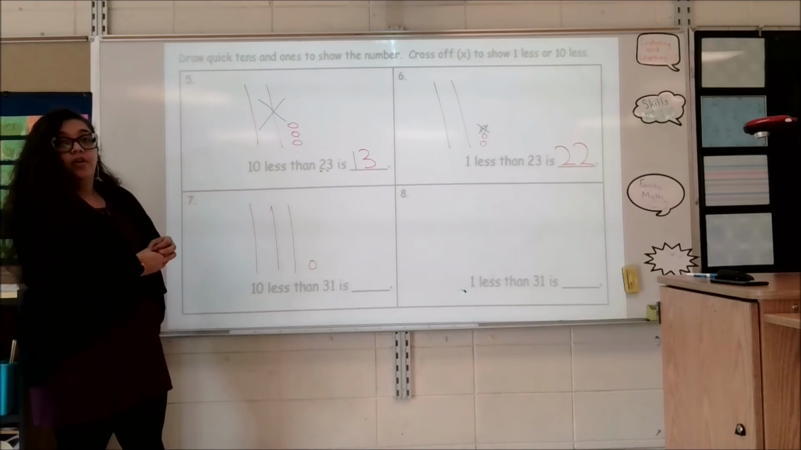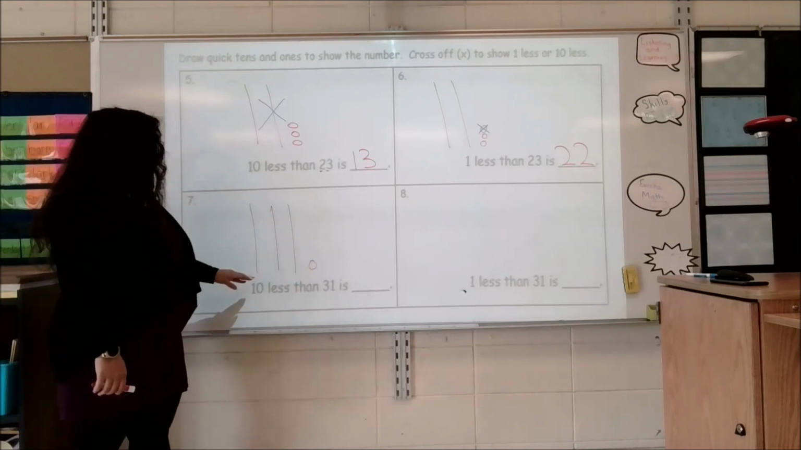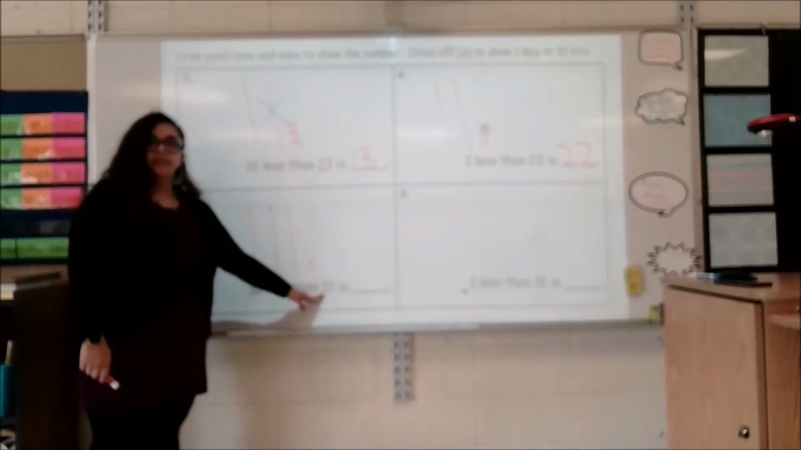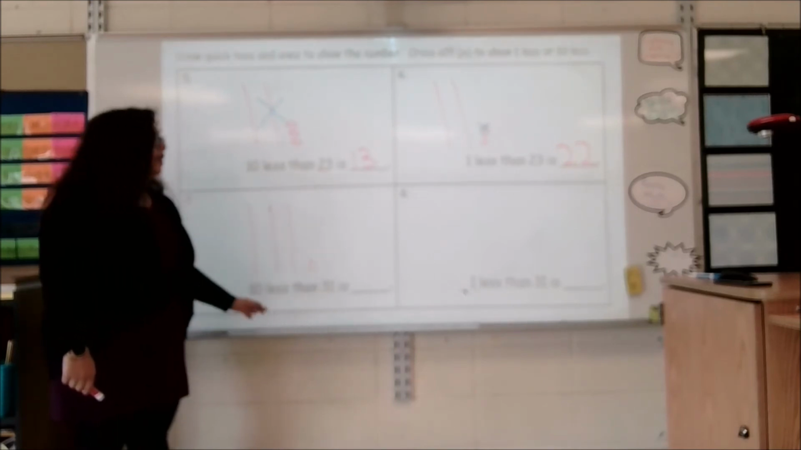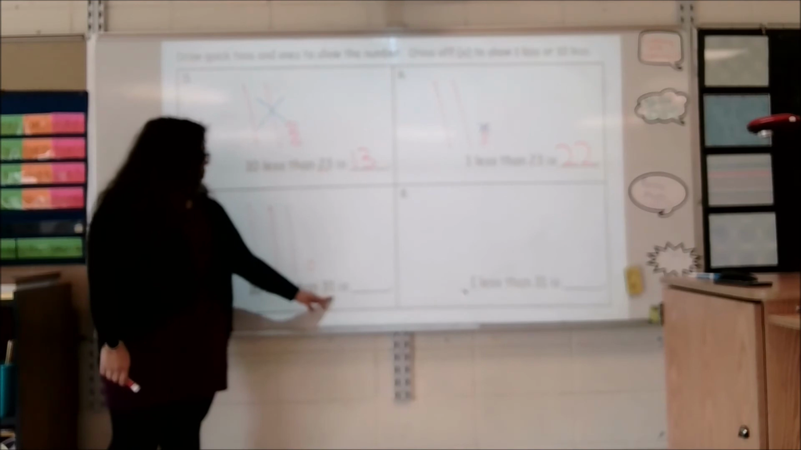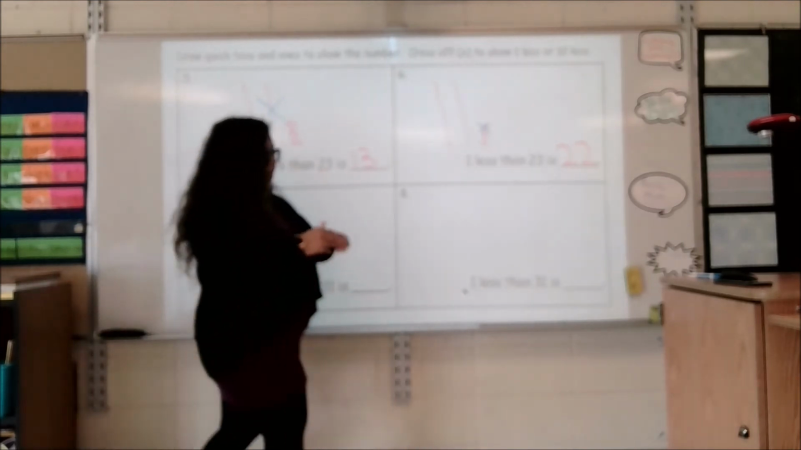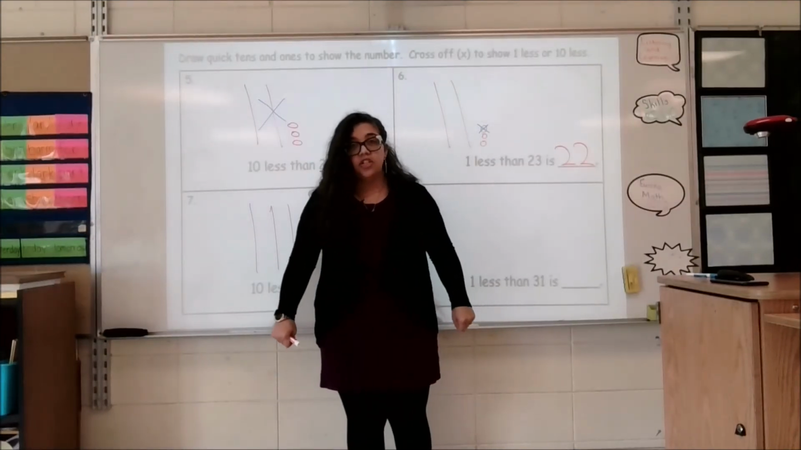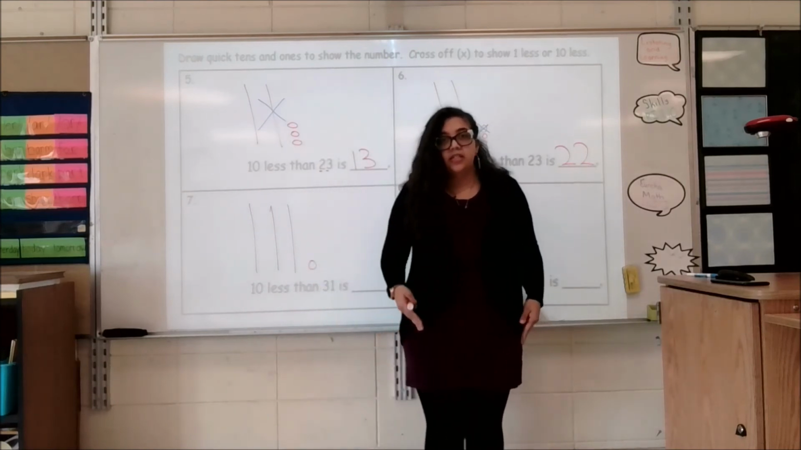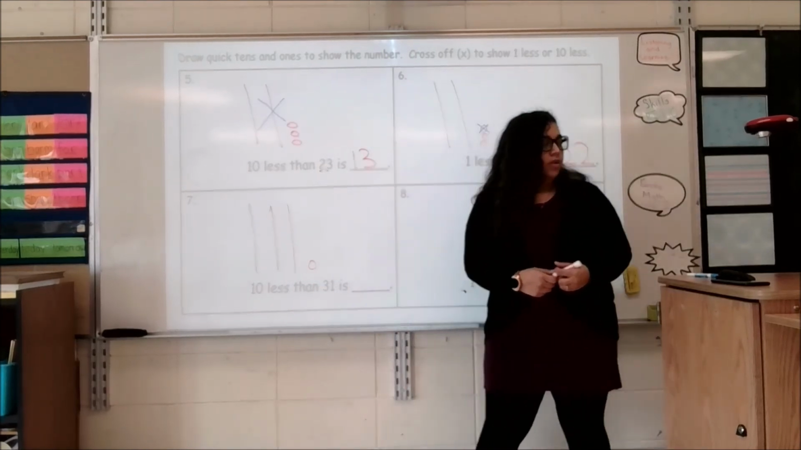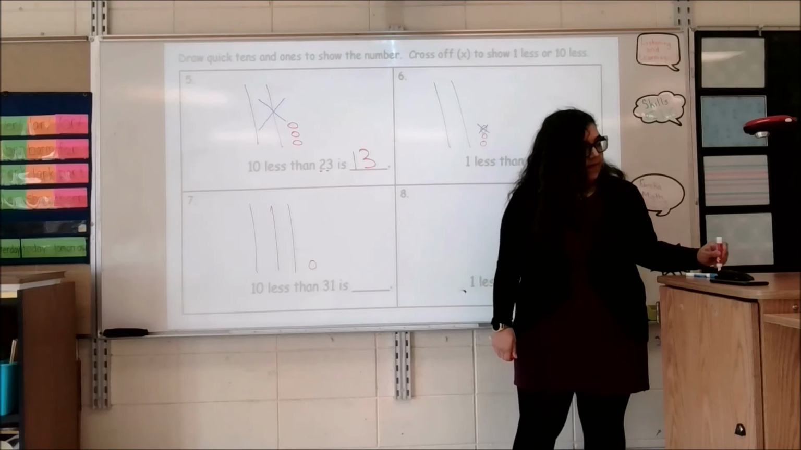Step 1 is draw 31. Using our quick 10 strategy, that means I have how many 10s? 3. Correct. I have 3 10s and how many 1s? 1. Because when we see 31, it's 2 digits. That means there's 2 places to represent value.